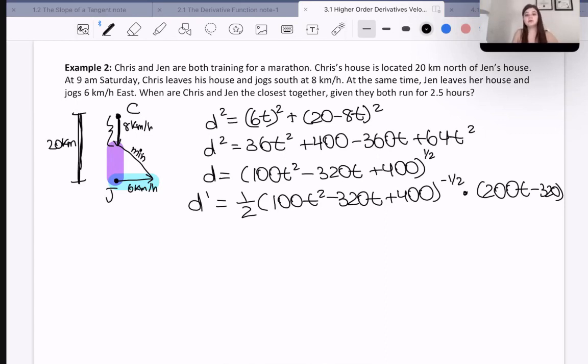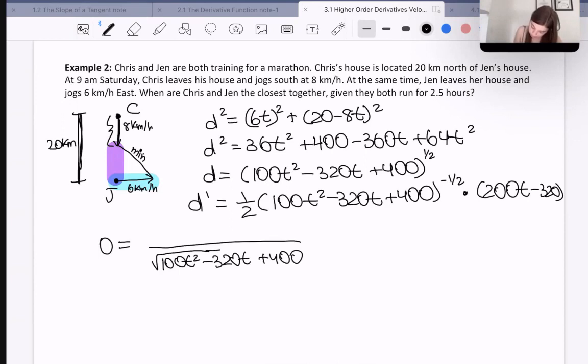Now what I'm going to do is set this to 0. I'm going to say 0 is equal to all of this. If we take something to the power of negative 1/2, that's the same as putting it on the bottom of our equation. So 100t squared minus 320t plus 400, and let's make our square root sign a bit longer. There we go. And then this 2 is already on the bottom, and the only stuff that's on the top is this 200t minus 320.